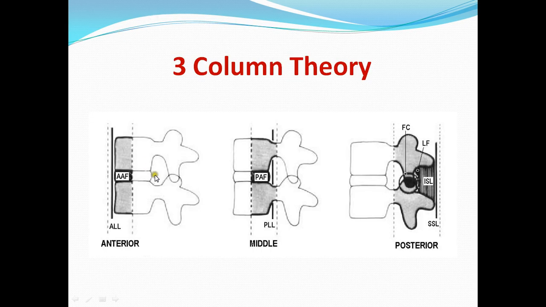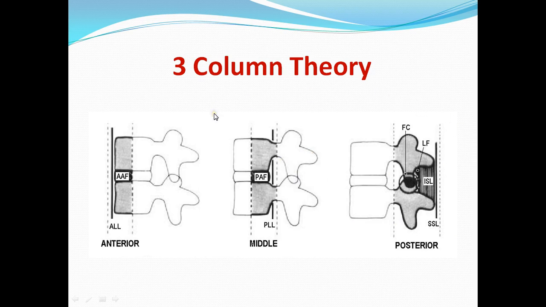To know about the spinal injury and its management, this three-column theory is very important. Three-column theory means that the spinal column is divided into three portions. One is the anterior column, containing the anterior half of the vertebral body, anterior half of the disc, and anterior longitudinal ligament. Then the middle column is the posterior half of the vertebral body, posterior half of the intervertebral disc, and the posterior longitudinal ligament. And the posterior column contains the spinous process, the different ligaments, the facet joint, the laminae, the pedicle.